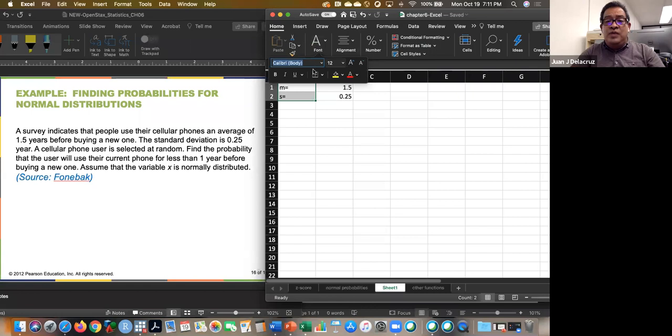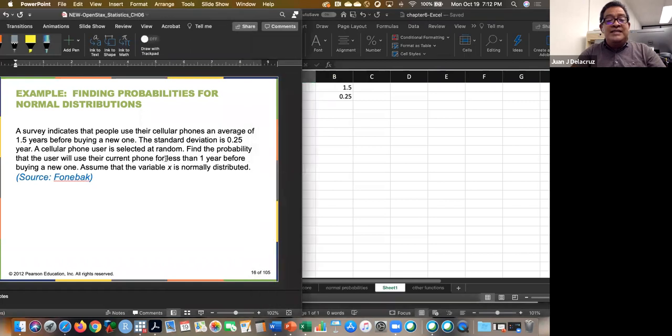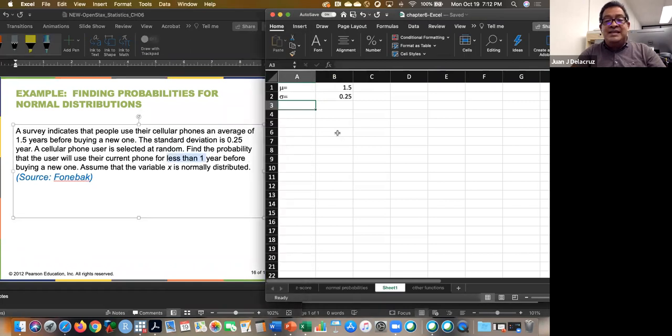So the question is, a cellular phone user is selected at random. Find the probability that the user will use their current cell phone for less than 1 year. So my X here is going to be less than 1 year, right? So I'm going to put here 1. What should I do? Well, very easy. To find the probability that X is less than 1 year is going to be the following.